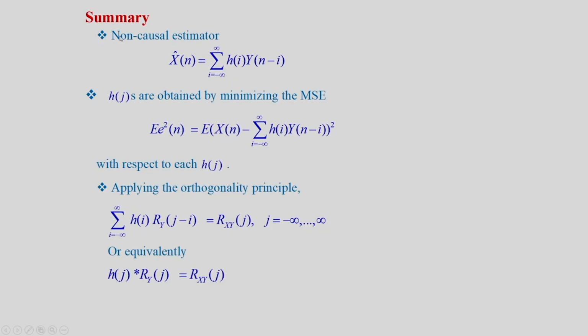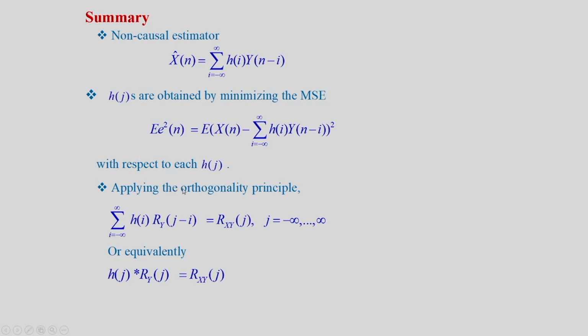Let us summarize the lecture. The non-causal IIR estimator is given by x hat n equal to summation h i y n minus i, i going from minus infinity to plus infinity. The h j's are obtained by minimizing the mean square error with respect to each h j. So, we have to minimize E of x n minus summation h i into y n minus i, i going from minus infinity to infinity, whole square, with respect to h j.